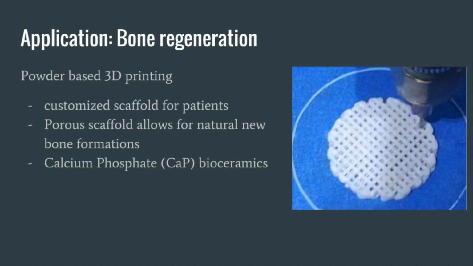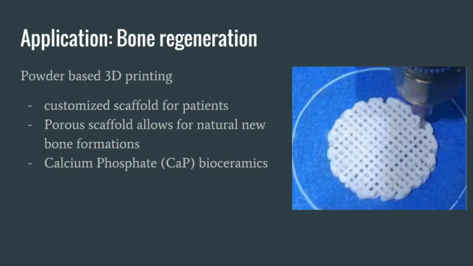One application of 3D printing is for bone regenerative processes. The main technique used in this is powder-based 3D printing. Bone regeneration can be aided by the creation of a porous scaffold. This porous scaffold will allow for the formation of new bone, and this scaffold will be created by powder-based 3D printing. The main needs of a scaffold are the following.